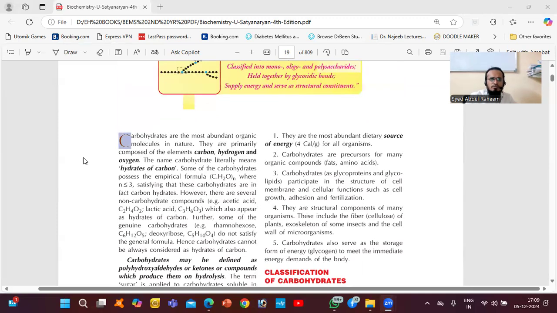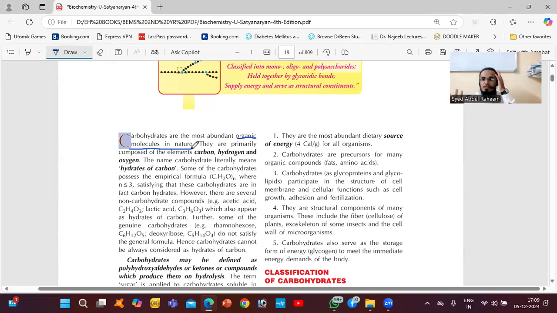What are carbohydrates? First thing, they are organic molecules in nature. Organic means they are not chemical. And second thing is that they are produced by nature, in the fruits, vegetables, whatever the production of nature is, you will get the carbohydrates. What do carbohydrates consist of? They consist of carbon, hydrogen, and oxygen.